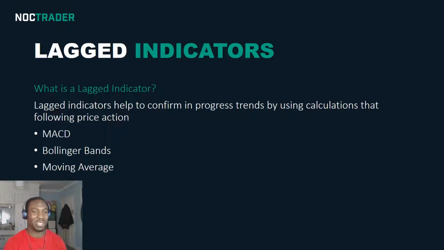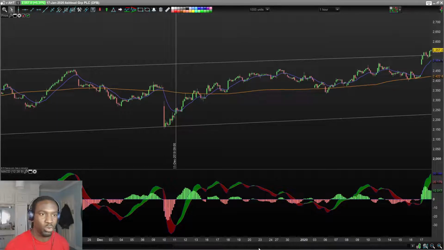Well, as the name probably suggests, a lagged indicator helps to confirm in-progress trends by using calculations that follow price action. So the MACD, Bollinger Bands, and moving averages are all examples of lagged indicators. So for example, here we have the MACD and price. Now the MACD crossover shows when price is potentially about to change direction, but it's lagged.